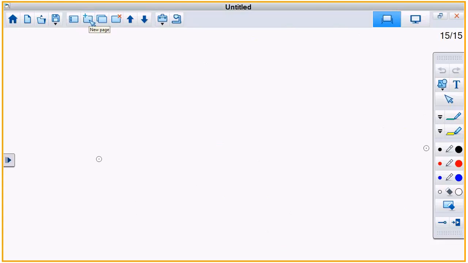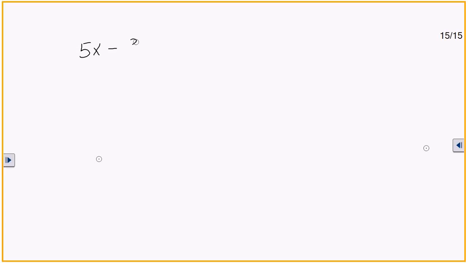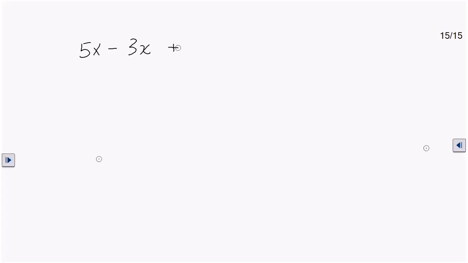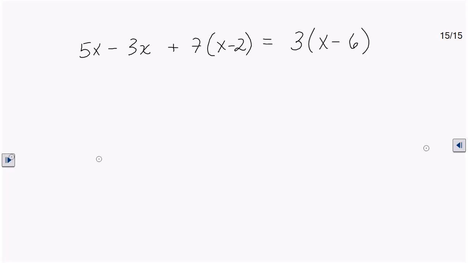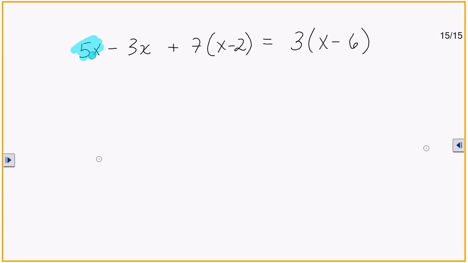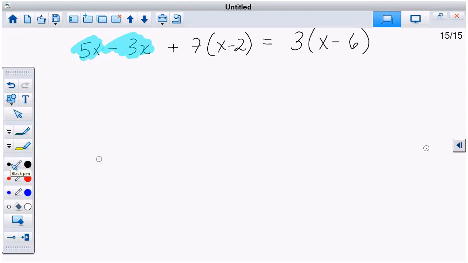And this is going to be 5x minus 3x plus 7 times x minus 2 is equal to 3 times x minus 6. Whoa, we got all kinds of things. We got to combine like terms. We got to distribute. So let's go ahead and combine like terms. Right now, I'm going to have to deal with these two first, because I've got to distribute that 7 and that 3. So I'm going to go ahead and do it all at one time.